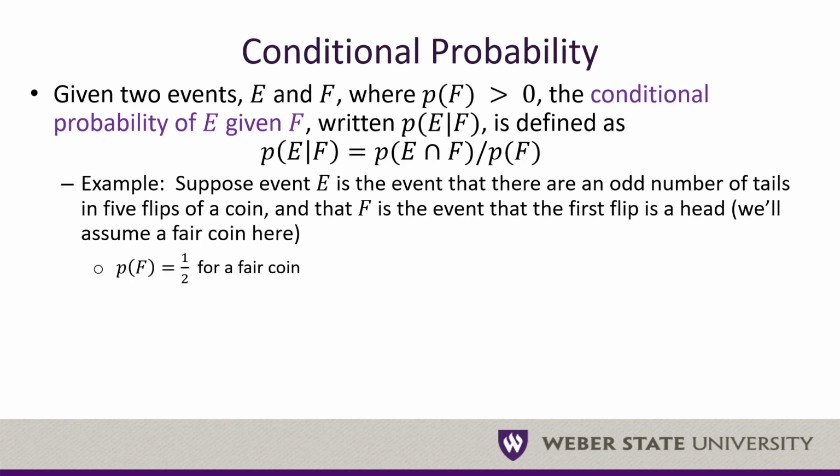So then the question becomes, what's the probability of E intersect F? In other words, that we have an odd number of tails in 5 flips, and that the first flip is a head. Well, what are our possible outcomes?